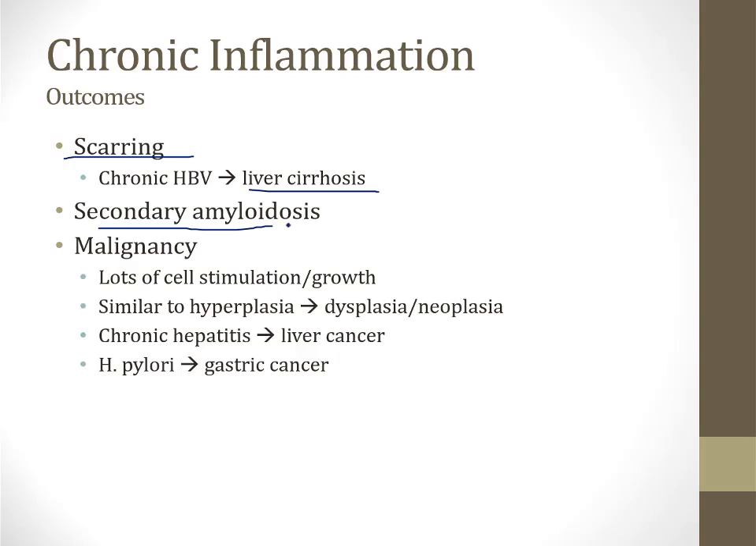And then finally, chronic inflammation is a risk factor for malignancy. Anywhere that chronic inflammation is going on, there's lots of cell stimulation and growth. And sometimes this can stimulate a cell to such a degree that it becomes overactive and begins replicating uncontrollably, and that's malignancy. And in a way, this is similar to hyperplasia. Hyperplasia can lead to malignancy. The same is true of chronic inflammation. It can lead, like hyperplasia, to dysplasia and ultimately neoplasia. And there are many, many examples of chronic inflammation leading to cancer. Chronic hepatitis can lead to liver cancer. H. pylori infection of the stomach is a chronic inflammatory process that can lead to gastric cancer. There are many, many other examples.